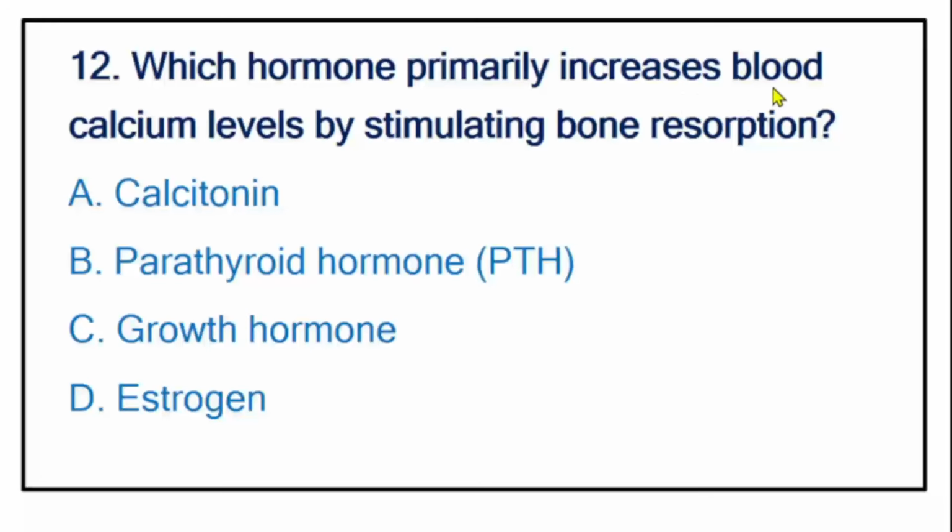Which hormone primarily increases body calcium levels by stimulating bone resorption? Calcitonin, parathyroid hormone or PTH, growth hormone, estrogen. The correct answer is parathyroid hormone. It increases the blood calcium level by stimulating osteoclast activity. Calcitonin has the opposite action, which we will discuss in another question.